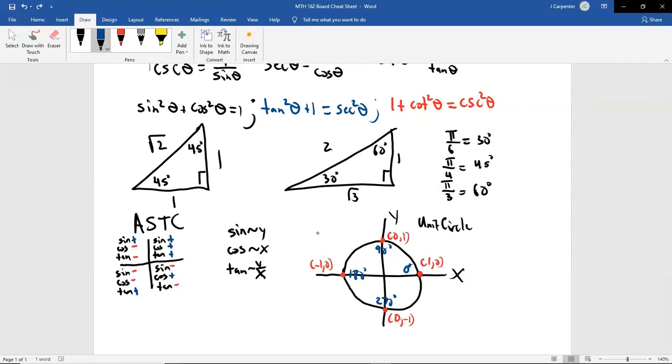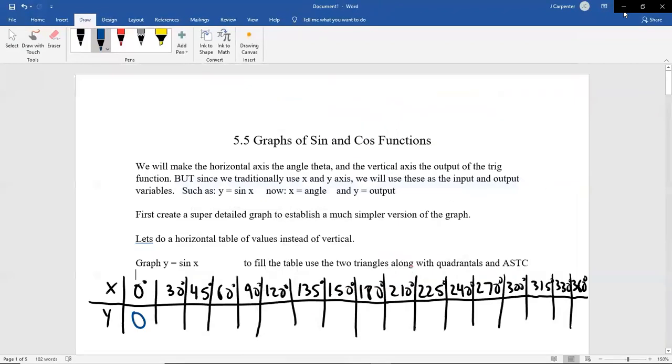For 180 degrees, the sine will be 0 again. It matches 0 degrees. But then the sine of 270 will be -1. So 90 degrees, it's 1. 180 degrees, it's 0. 270 degrees, it's -1. 1, 0, -1. Now I also have 360. 360 degrees is the same as 0 degrees. They're coterminal. It's a full period of sine. So this one is the same as this one.